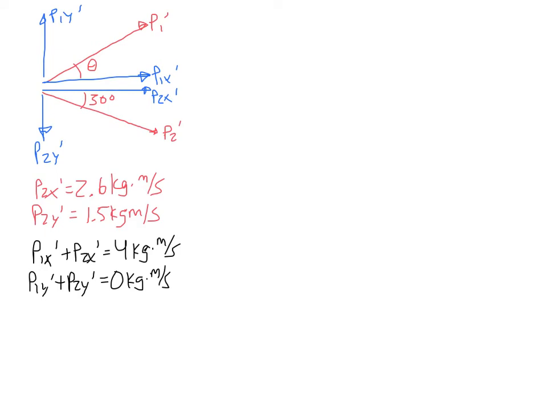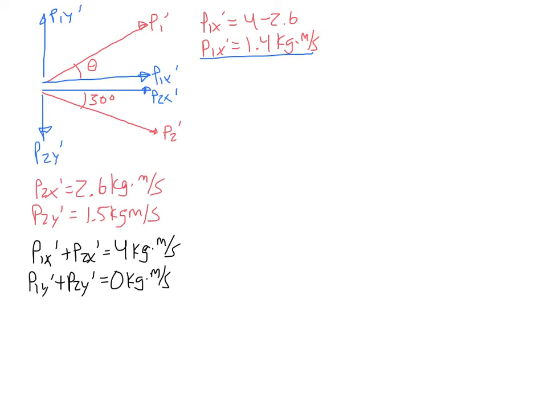So what I've done here is I've redrawn the information we had over on the other slide. I redrew the pictures with the components, the two components that we found for the second object, and the relationships. So now we need to find the components for the first object. We're going to start with using this relationship of the x's to find p1x. So by subtracting the 2.6 for the p2x prime from the 4 total, I get p1x prime to be 1.4 kilogram meters per second.